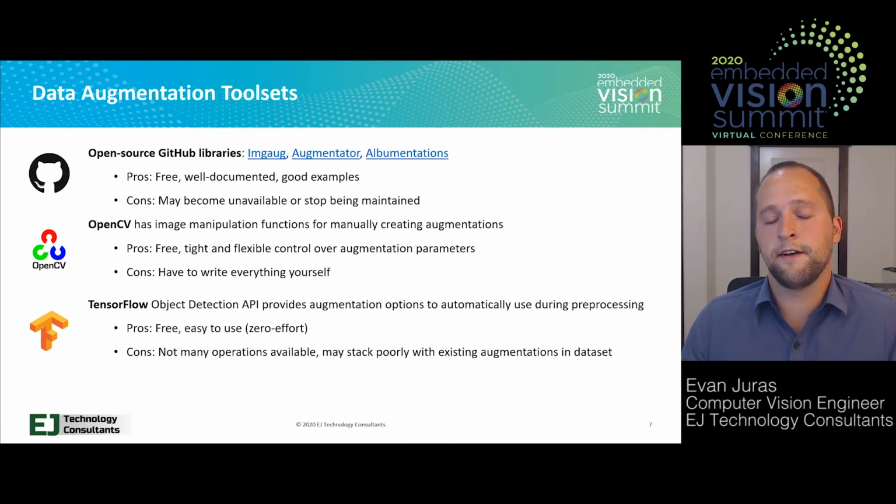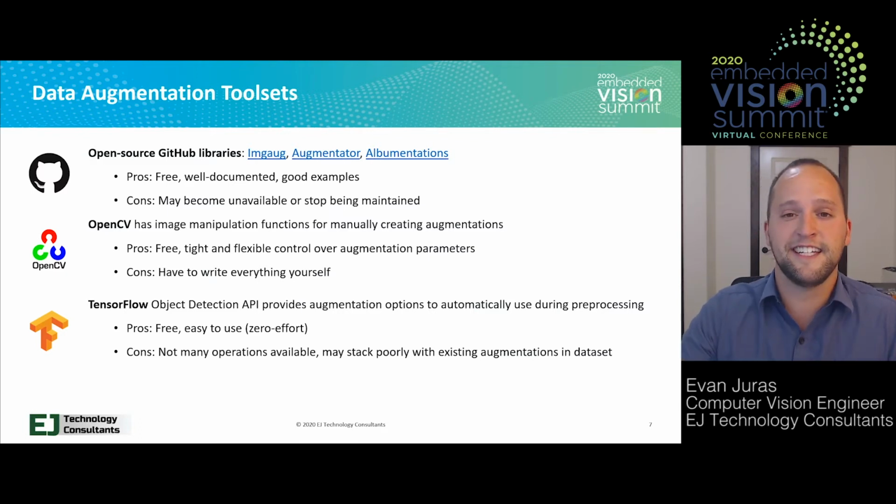The cons are there's not that many operations available compared to those open source GitHub libraries, which have hundreds of augmentation options available. Object detection API doesn't have very many. And since it happens automatically, if you're not aware that it's happening, you can accidentally double augment your data. Basically, you can have augmented images in your original data set and then be automatically applying additional augmentations to them. So you'll have double augmentations, which can get kind of confusing for the model.